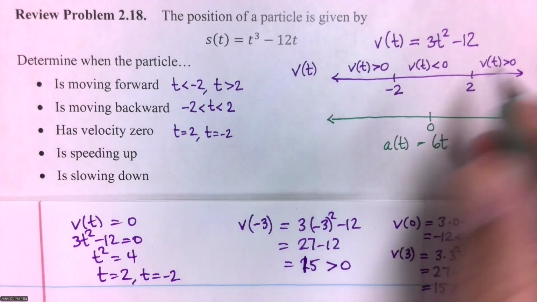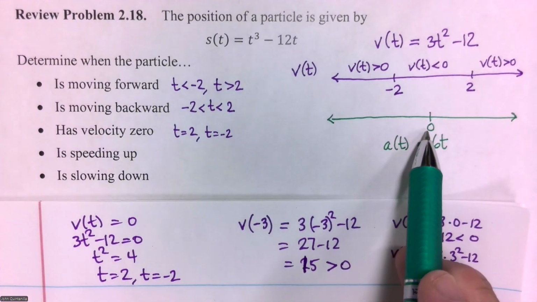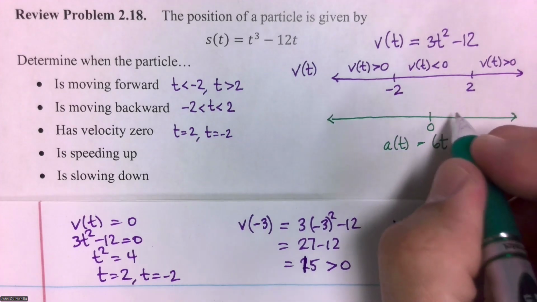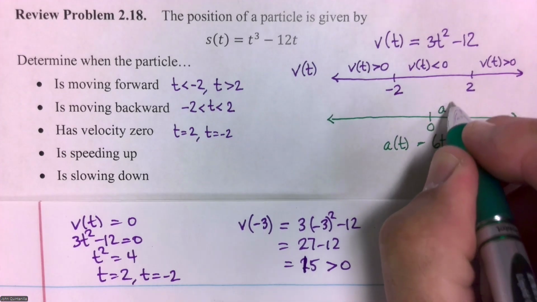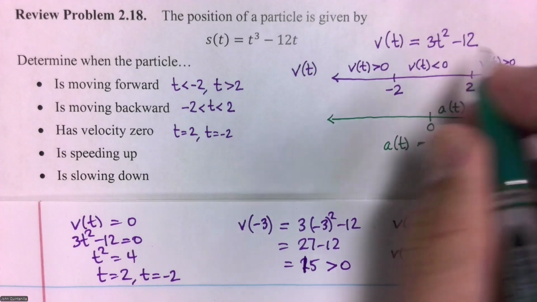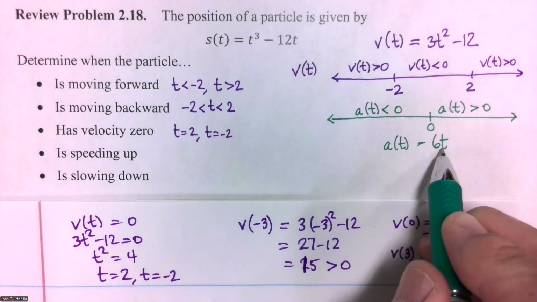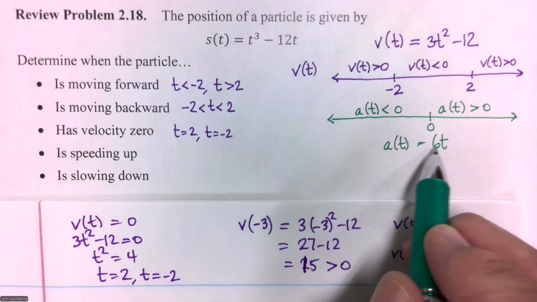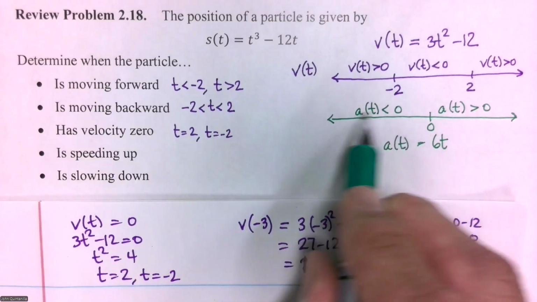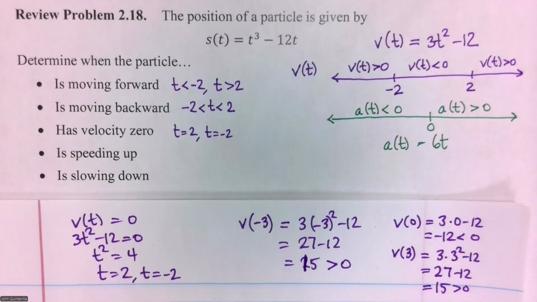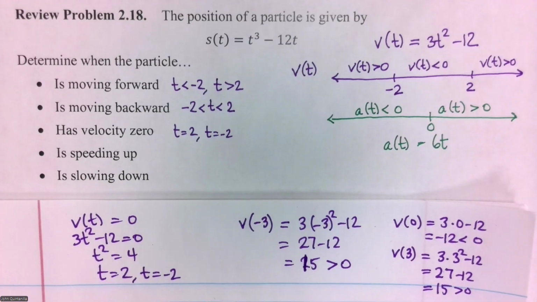Clearly, the acceleration is 0 when time is 0, and that's the only place. On this side over here, the acceleration is positive, and on this side, the acceleration is negative. If I plug in something that's bigger than 0, I get something that's positive. If I plug in something that's less than 0, I get something that's negative. So I can do that without even plugging in numbers.